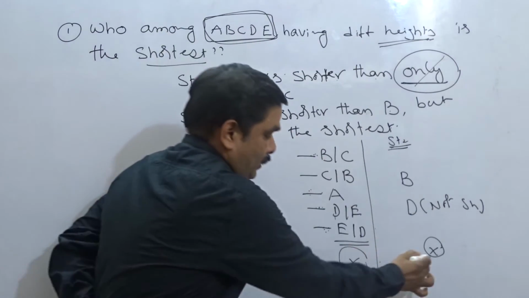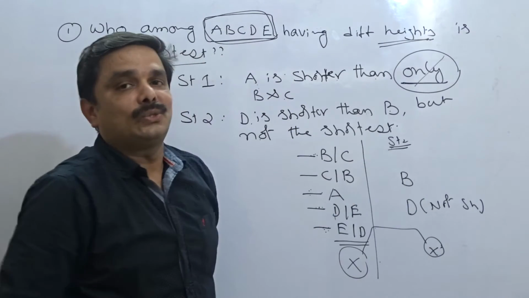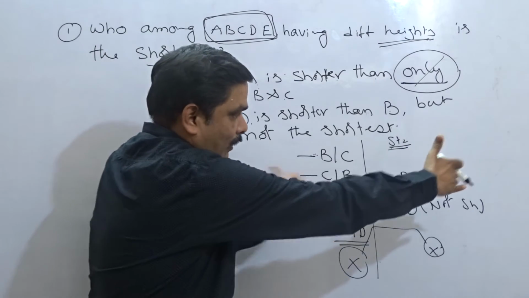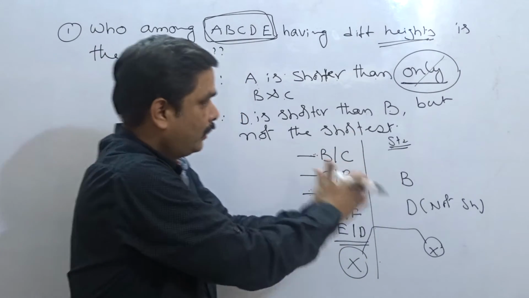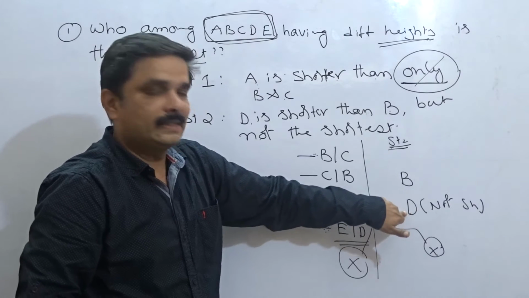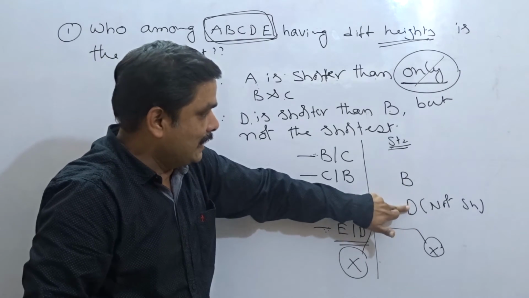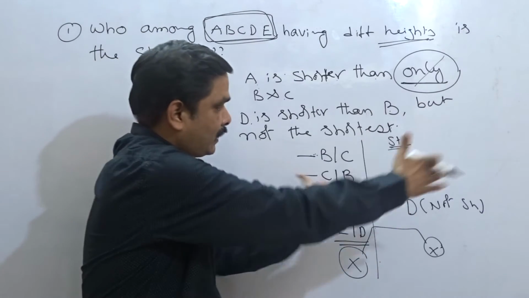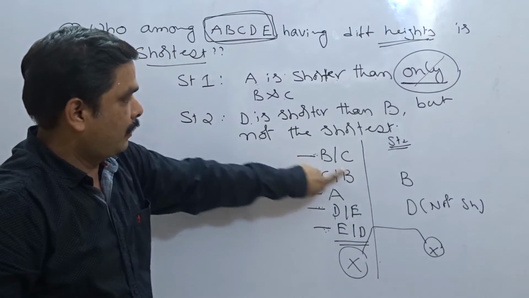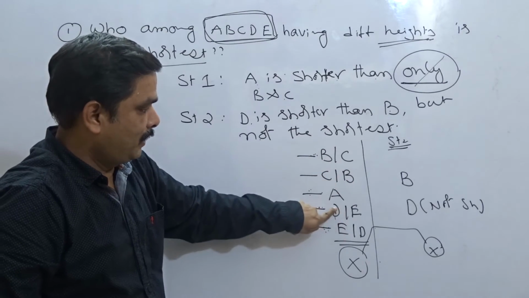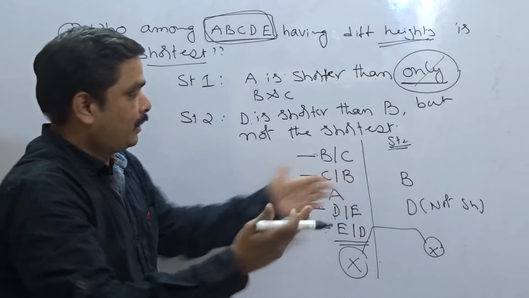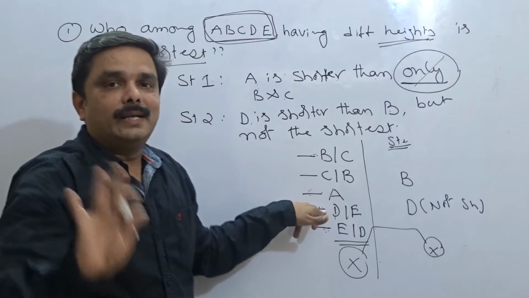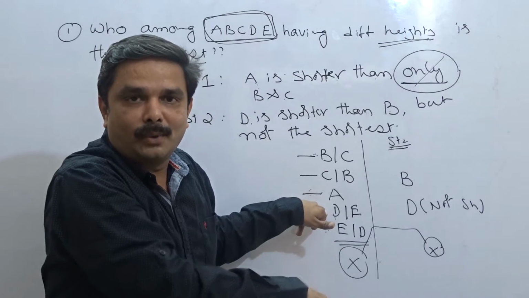My next job is obviously combining these two. Here is the trick. Once you combine these two, the first part of statement 2 says D is shorter than B. That's okay. With this one it doesn't matter for me. Even after combining these two also, B can be here or here, any one place. D can be here or here, any one place. Whatever it may be, by default after combining these two, B is taller than D only. It doesn't make any difference in this one after combination.